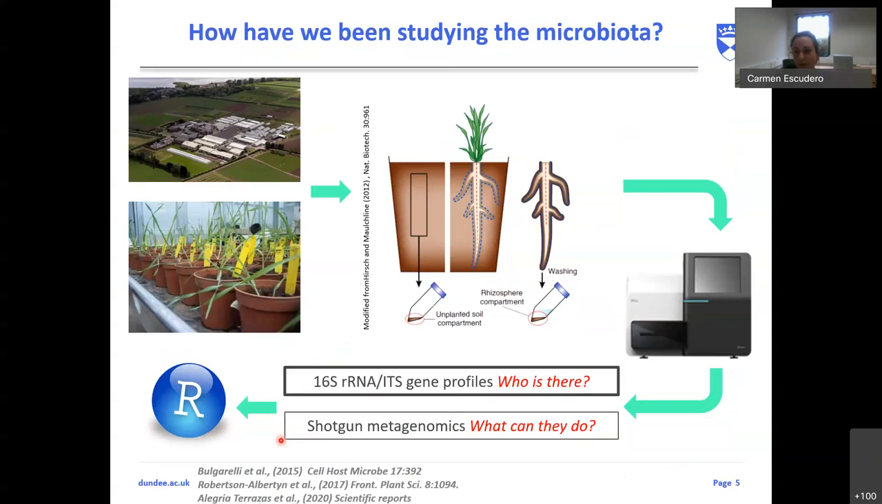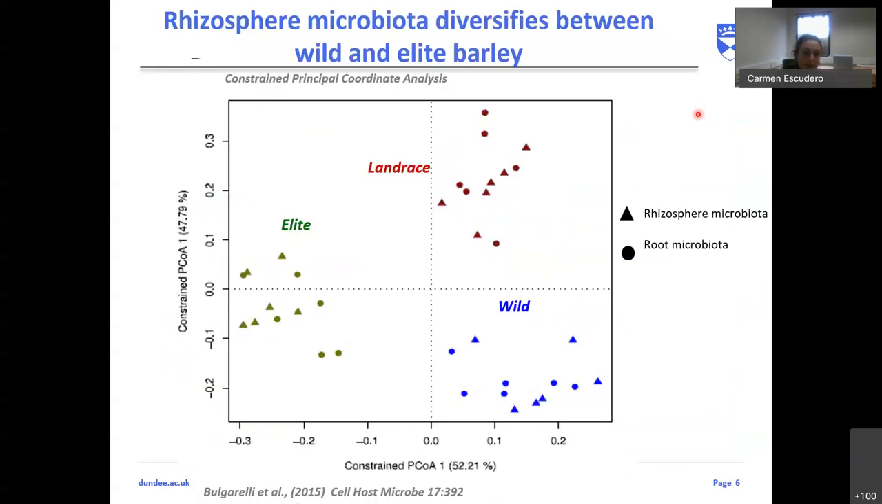I have to say that throughout my slides, I will have relevant information here at the bottom of the slide that is interesting for the future. So previously in the lab, we observed that the rhizosphere microbiota diversified between the wild and elite barley. And this is what is shown here in this constrained principal coordinate analysis.